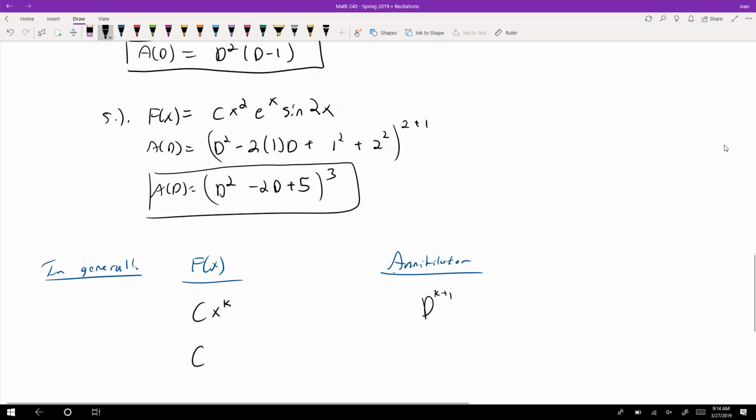All right, so now let's have cx to the k e to the ax. So we had something almost like this, right, except we didn't have the x to the k term in front. But again, let's take care of the e to the ax term first. How do we get rid of the e to the ax term? D minus a. All right, and now we have to take care of the x to the k term in front, right? And so in order to take care of the x to the k term, we do what we did up here, and we raise that to the k plus 1 power.